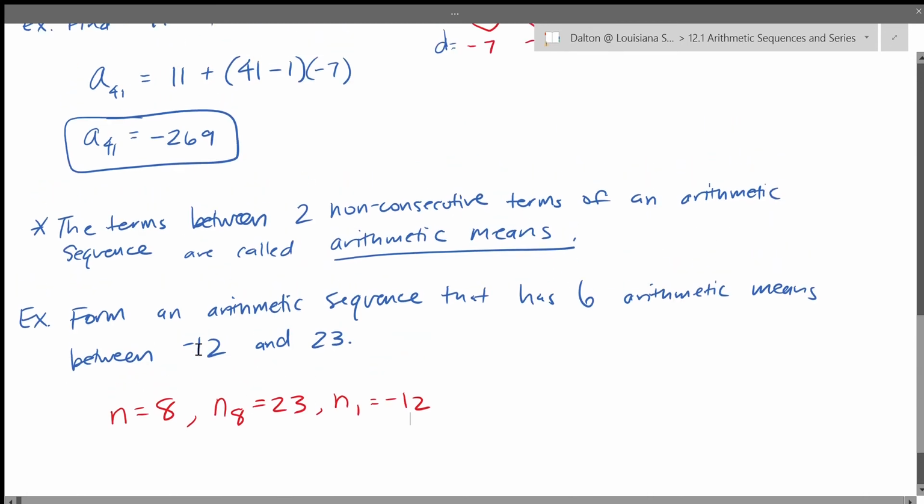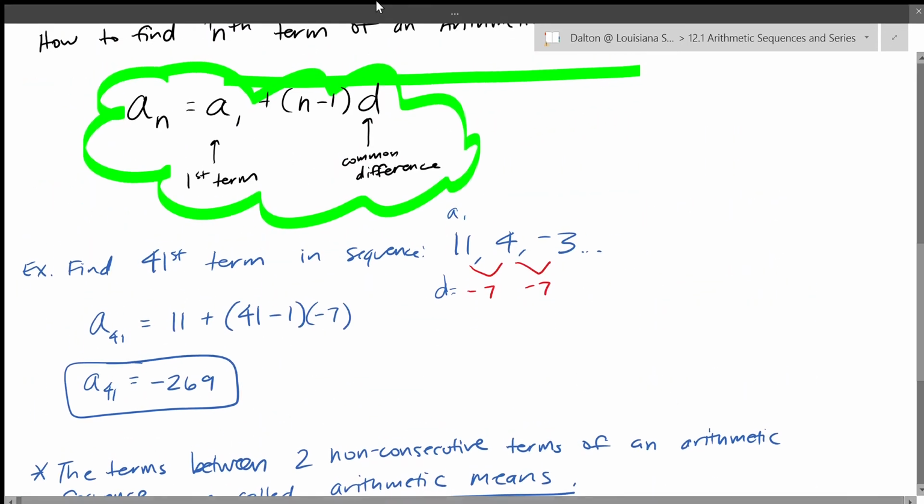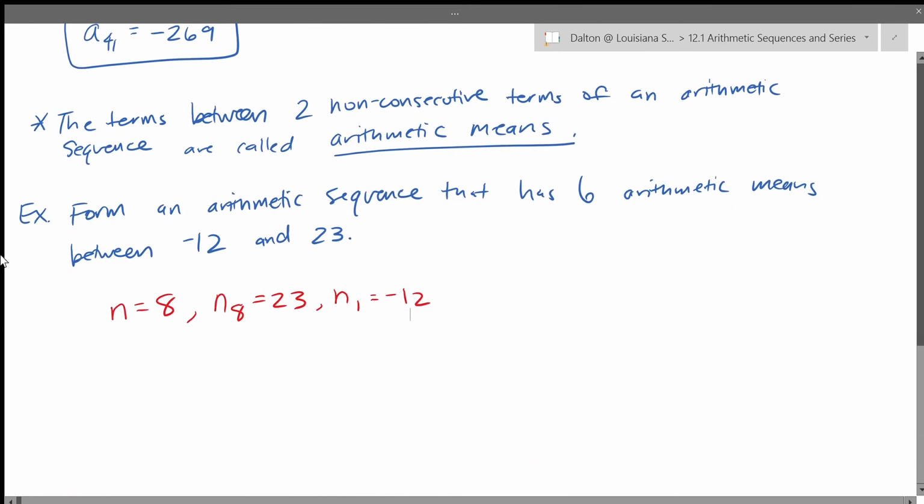Okay, so again, if we use my formula up here that we did earlier, where the nth term is found by doing this, well, then I can say a sub n is equal to a sub 1 plus n minus 1 times d. Basically, if I want to figure out what the 6 terms in the middle are, I just need to figure out what d is. If I know the difference, then I can count, okay, if the difference is 1, I just add 1 each time from -12 until I get all the way up to 23.